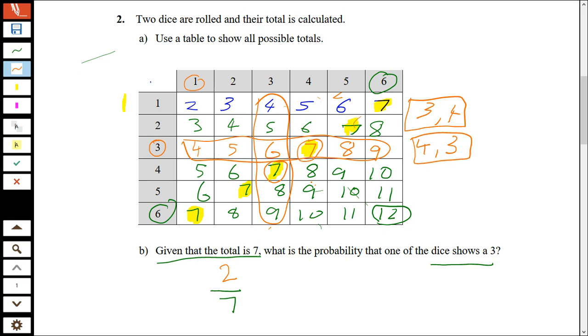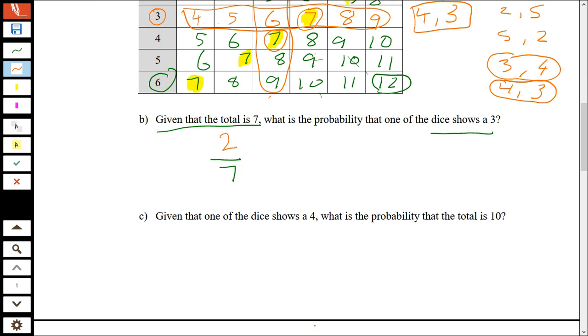Okay, so another way of thinking about it is we wrote this down bit by bit. Right, what could I get to make 7? I could get a 1 and a 6. I could get a 6 and a 1. I could get a 2 and a 5. I could get a 5 and a 2. I could get a 3 and a 4. And I could get a 4 and a 3. So each one of these is a possibility to make 7. And the question says, what's the probability that one of the dice shows a 3? Well, the only 2 out of those 7 that show a 3 are these 2. Okay? So it's 2 out of 7.